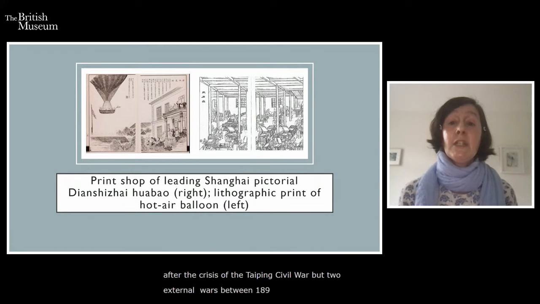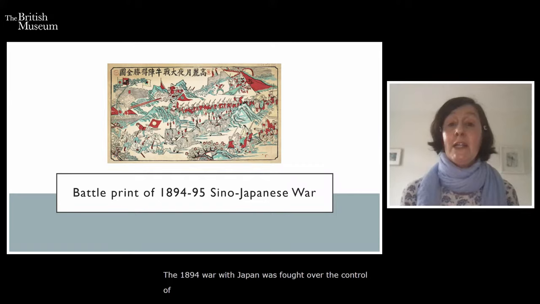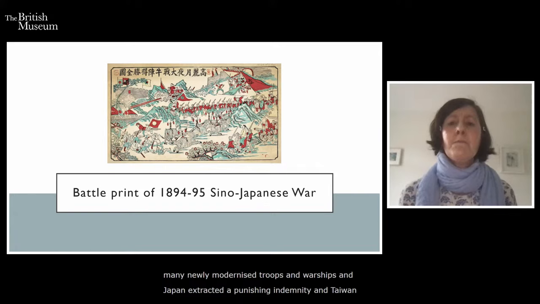The 1894 war with Japan was fought over control of Korea, which had previously been a tributary state pledging allegiance to the Qing. In the conflict, the Qing lost many of its newly modernized troops and warships. Japan extracted an enormous punishing indemnity and Taiwan as a colony. And this had a huge psychological as well as military and economic impact on the Qing. Now, for centuries, Japan had borrowed from Chinese culture and philosophy. But in 1895, Japan showed that it had overtaken China in the race to modernize, to catch up with the West.